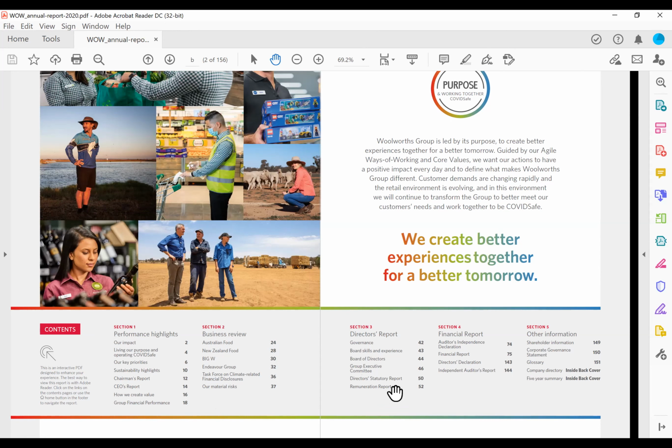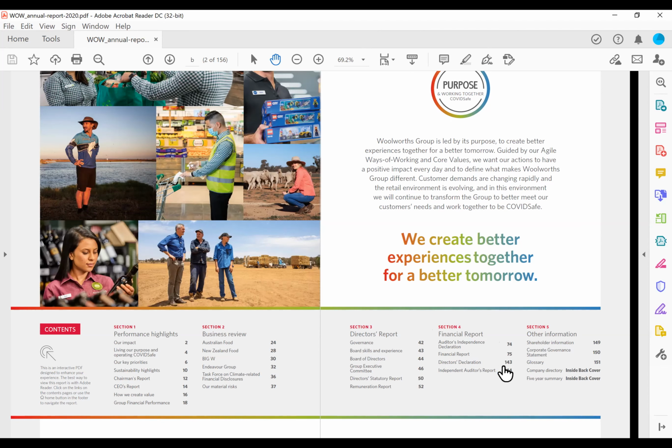Then section 3 is about their directors report. So all about introducing their board of directors and how much they're paying their directors, and what mechanisms they have in place to make sure that all of their managers do the right thing. Then we come to section 4, which is our financial reports. Right, so you can see there's an auditor's independence declaration, financial report, director's declaration, and there's the auditor's report. So notice the financial report goes over many pages, like from page 75 to page 143.